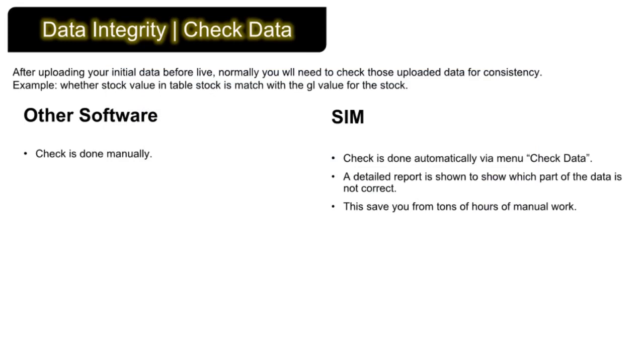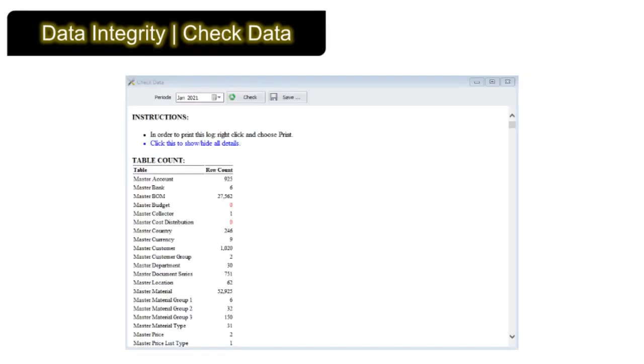This will save you from tons of hours of manual checking. Other softwares do not have this feature. This is the interface of check data. Just choose period or month to check. Click check button to start checking. Scroll down the report to find any data discrepancy.